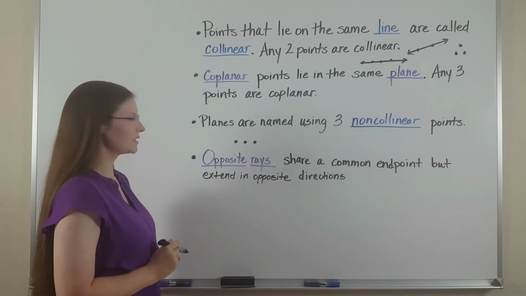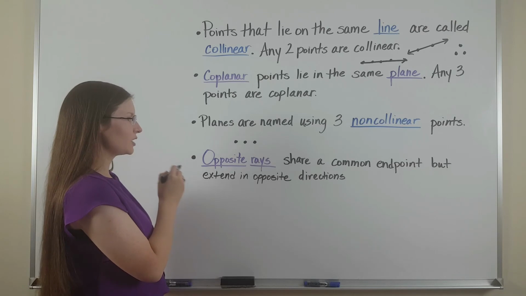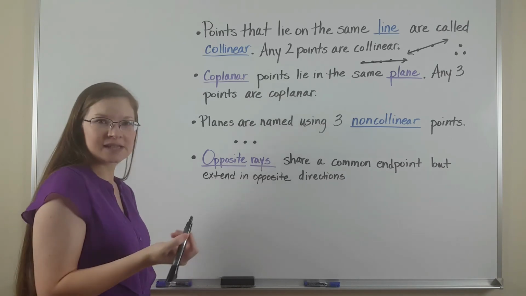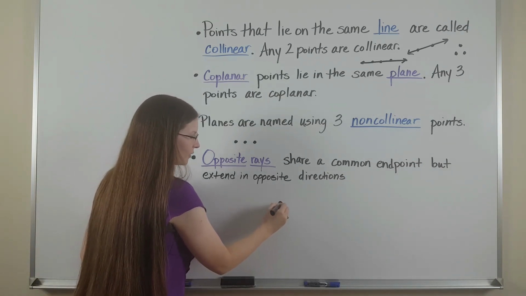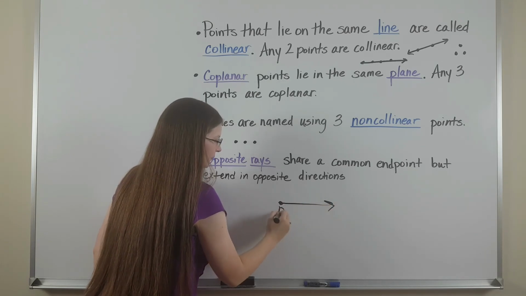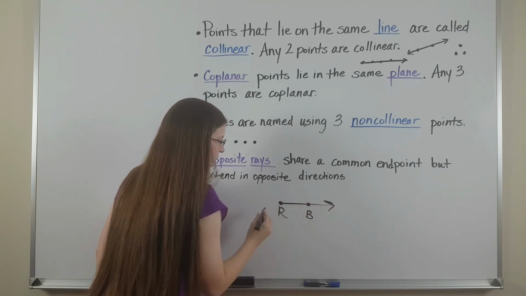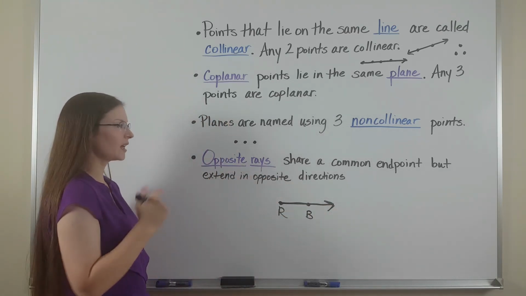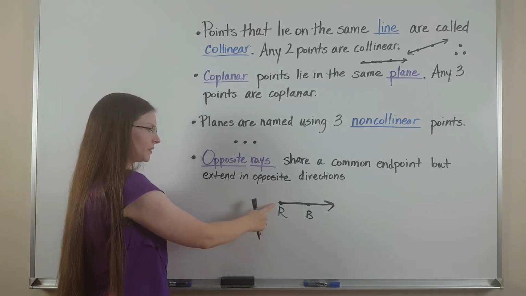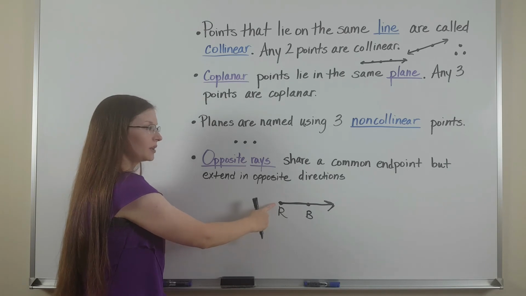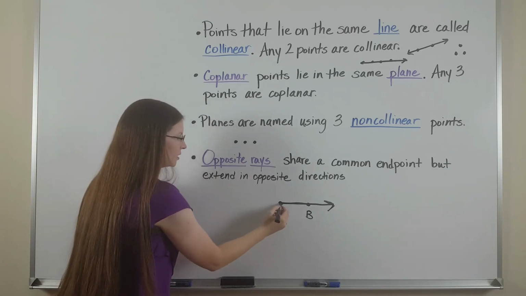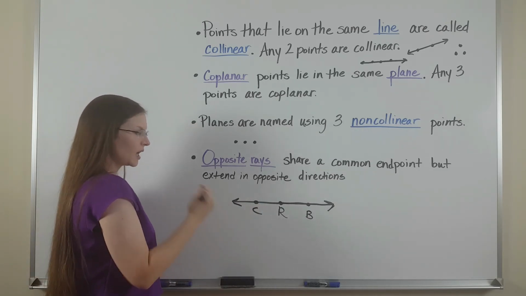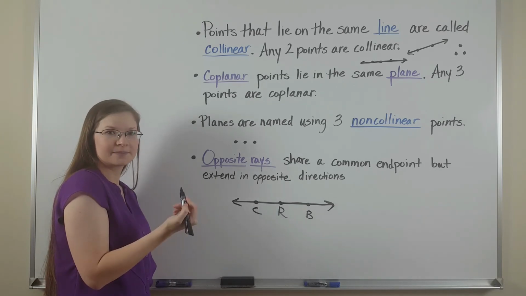And the last bullet point is talking about opposite rays. Opposite rays share a common endpoint but extend in opposite directions. Here's an example of opposite rays. Let's say we have ray RB. That's our ray, and it's pointing to the right. An opposite ray would also begin with this endpoint, R, but it's going to go to the left instead. So ray RC. So rays RB and RC are opposite rays.